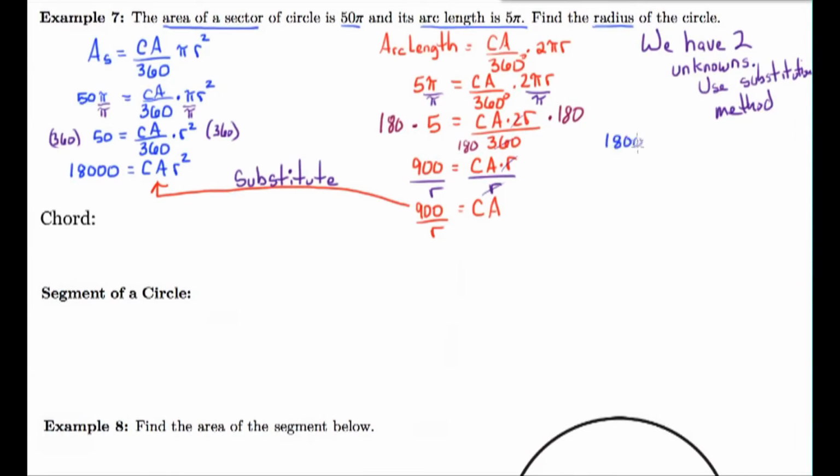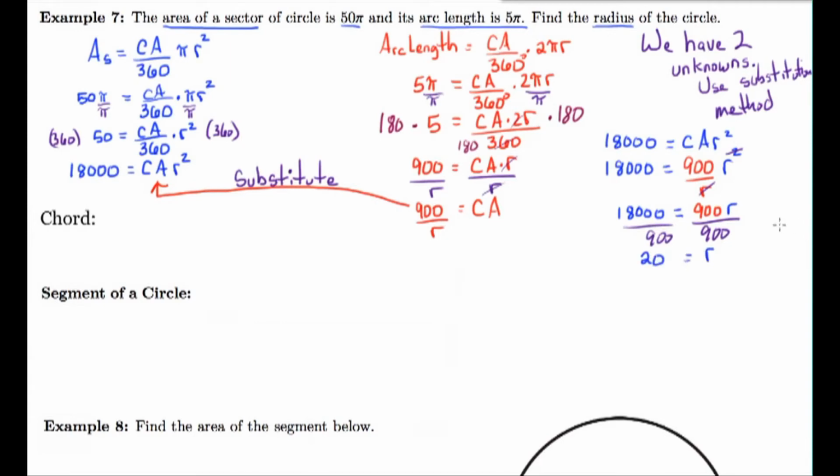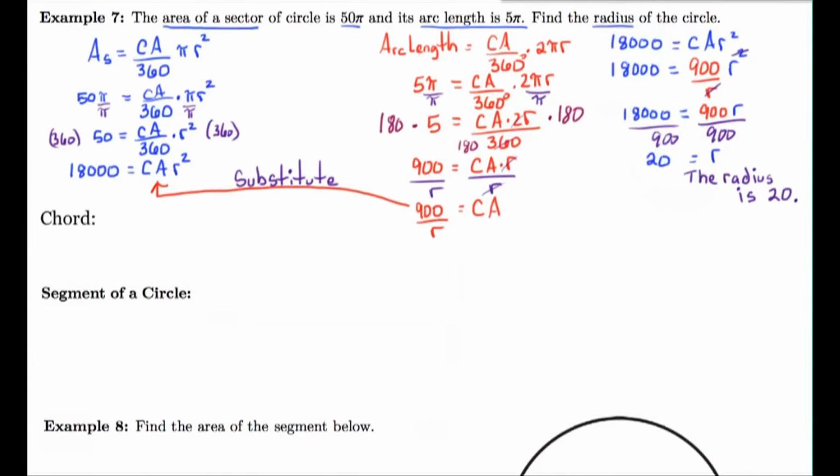I'll end up getting a simplified r equals 18,000 divided by 900, or 20. So I had two unknowns and two equations, and I end up getting one unknown found. And I could find actually the central angle if I wanted.